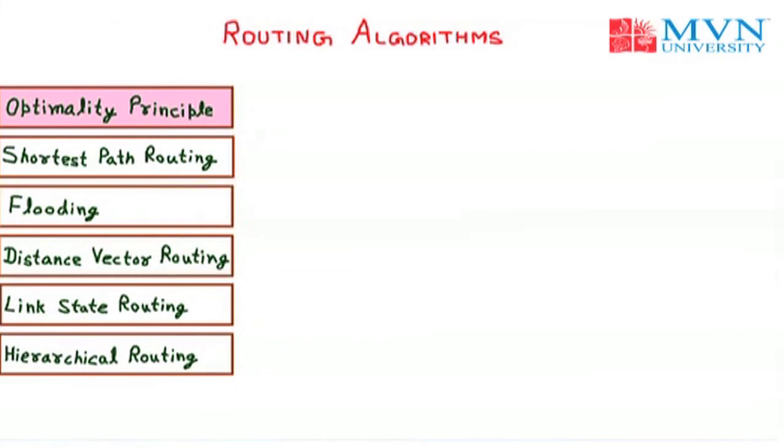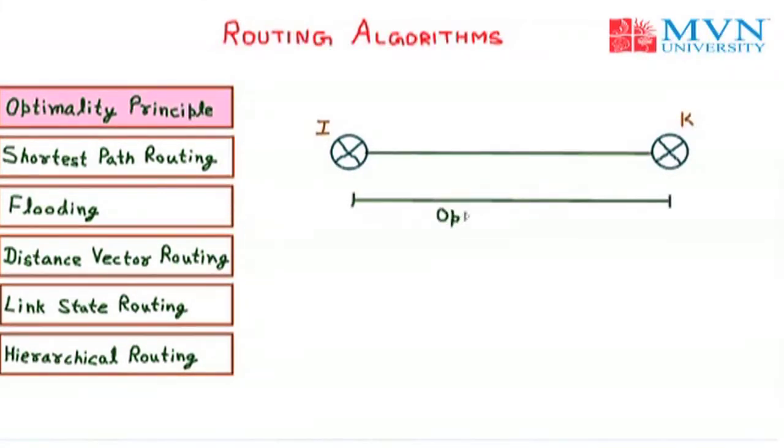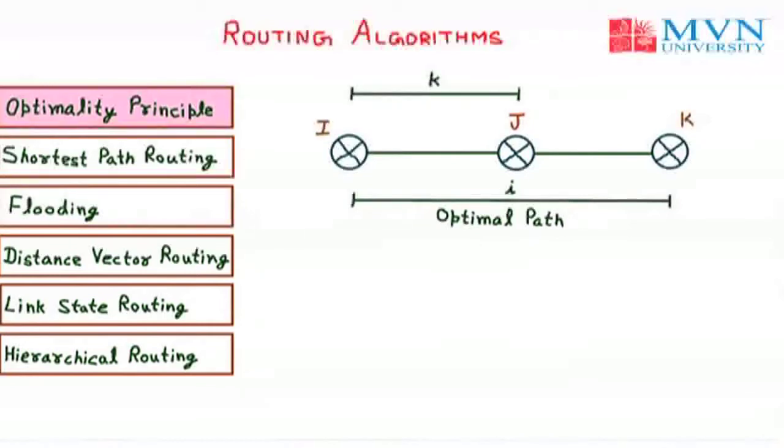Now the optimality principle. To understand the optimality principle, let us take the example of two routers. Suppose the name of the first router is I and the second router is K, and there is an optimal path from I to K. You may say the optimal path has the shortest distance. Suppose I provide the name of the optimal path from router I to router K as small i. Now let us suppose there is one more router between I and K, that is J. Let us name the path from I to J as small k, and from J to K as small j.